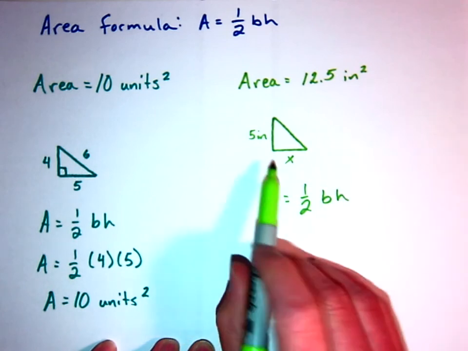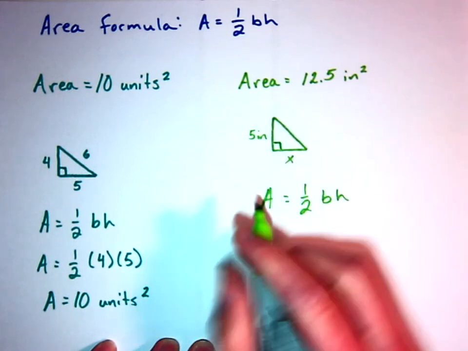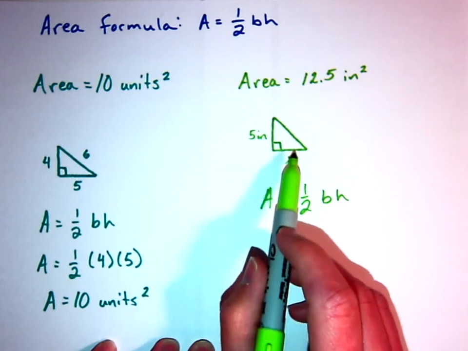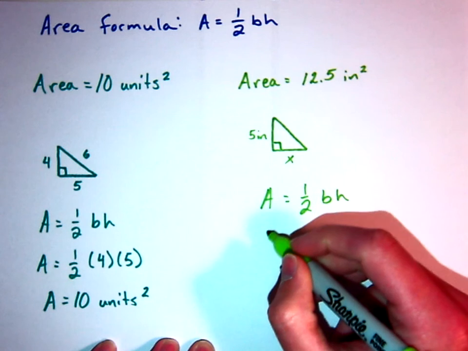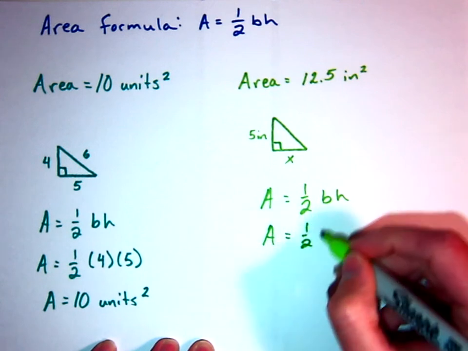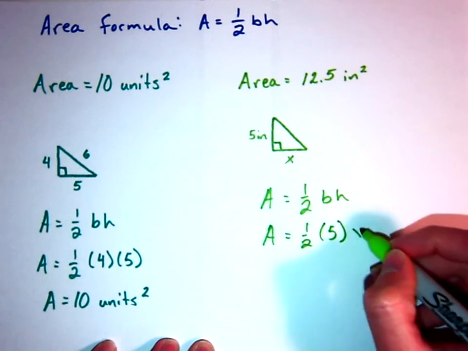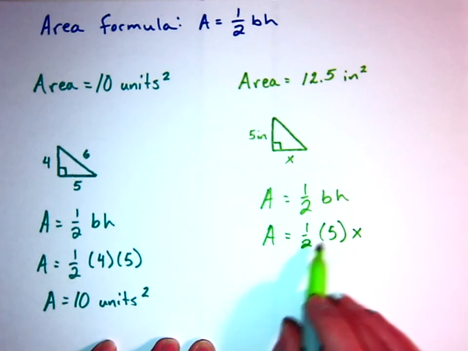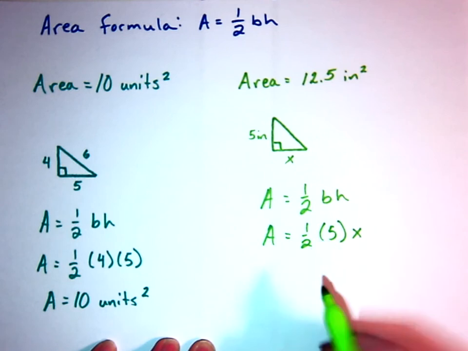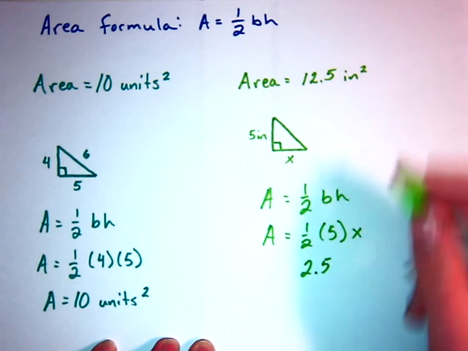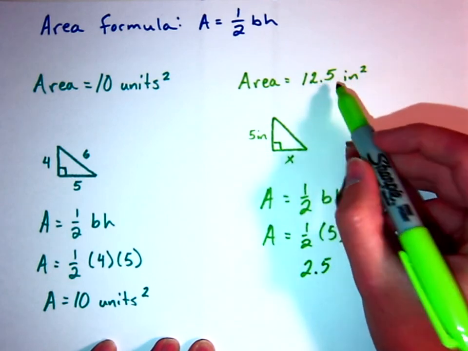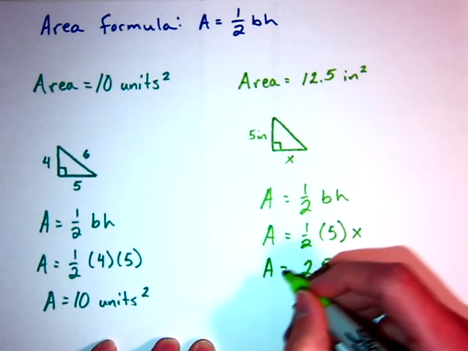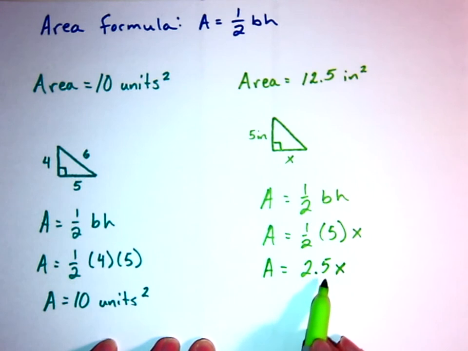We know one of the values. These form a right angle here, so the x and the 5 are the base and the height. We can plug that in: equals 1/2 times 5, but then I just have the variable x. We simplify what we can. 1/2 times 5 is 2.5, and I'll change it into a decimal since that is what our answer is in. We haven't multiplied x yet, so area equals 2.5x.